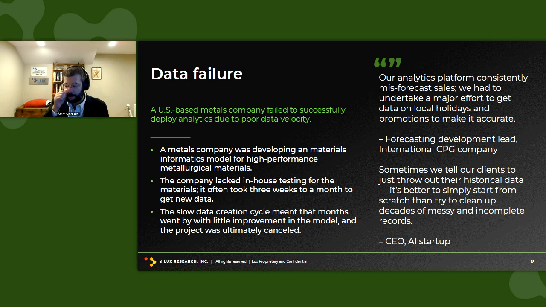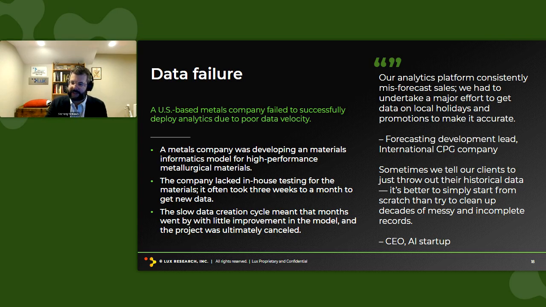But, through no real fault of the AI software or the AI approach, the data velocity here was too slow to really solve the problem they wanted to solve. And ultimately, the project sort of fizzled out. And you can see sometimes it's not just about data velocity, it's also about data specificity.